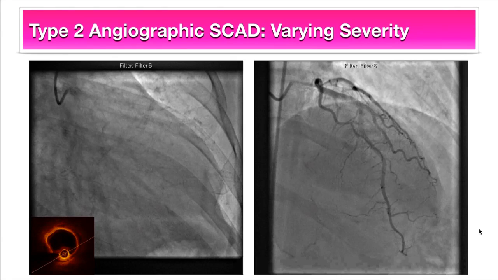Type 3 angiographic SCAD essentially mimics atherosclerosis. And typically, the appearance is of a tubular stenosis.